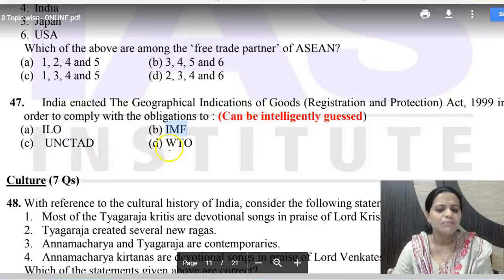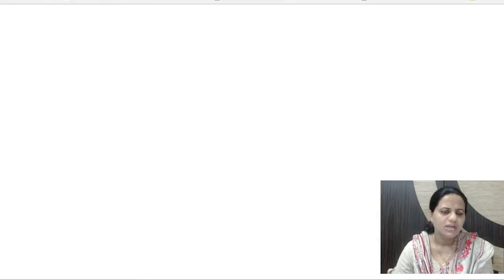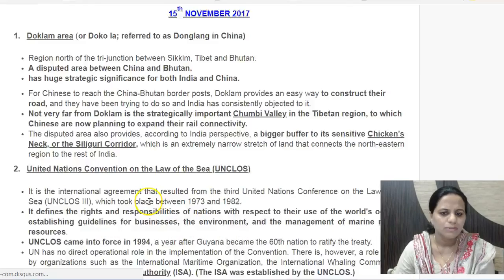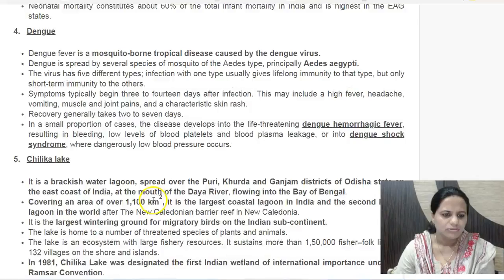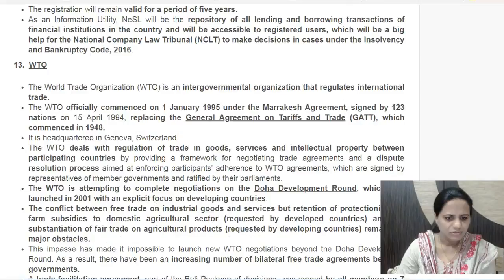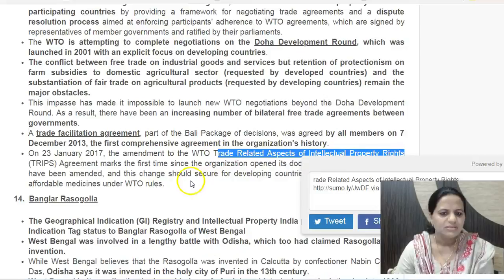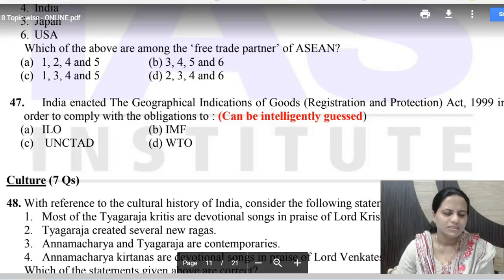So an intelligent guesswork will bring you to WTO, because WTO is the entity. Even when we have discussed keywords on WTO, we have specifically mentioned TRIPS, trade-related intellectual property rights, which comes under WTO. So it is WTO which is the correct answer. So here we have covered WTO regarding tariffs and trade, and even trade-related aspects of intellectual property rights. So all this is regarding TRIPS as such. Geographical indication also comes under that. It's an intellectual property.